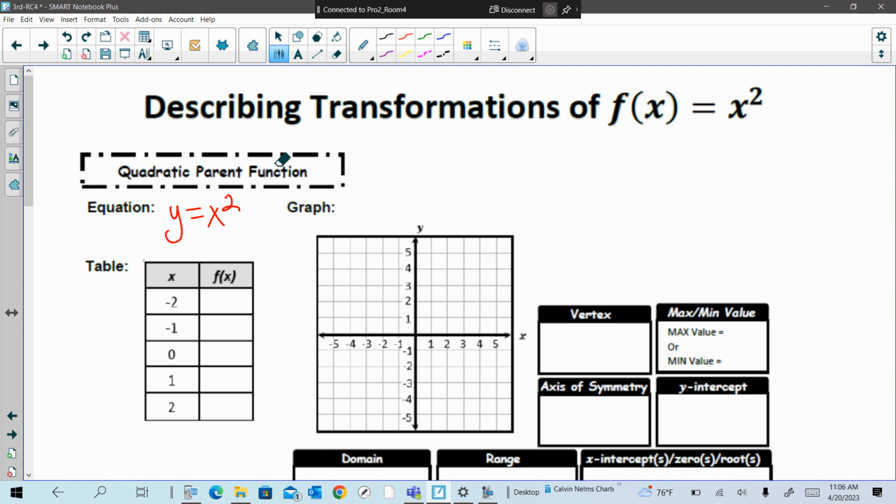And it talks about the parent function. So the parent function equation is y equals x squared. Add that to your flip book, please. Y equals x squared. Now, I want you to complete your table and sketch the graph.